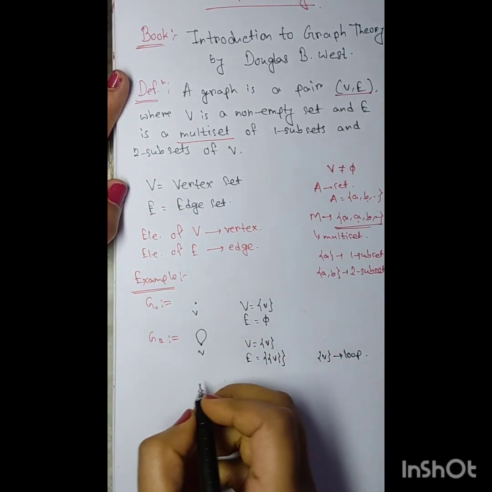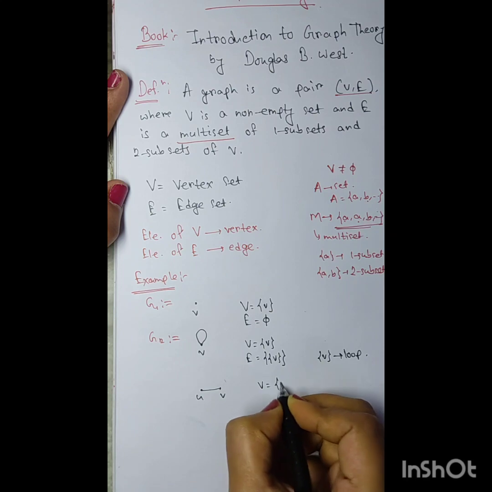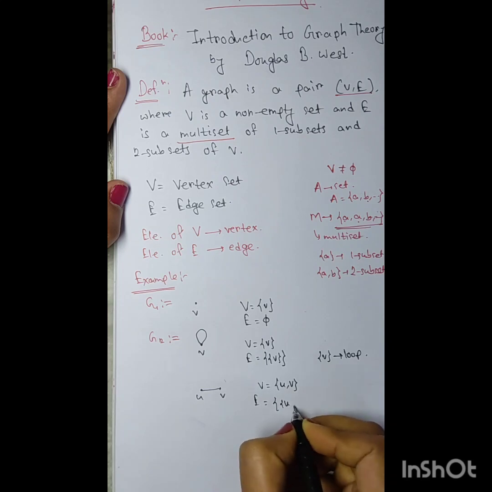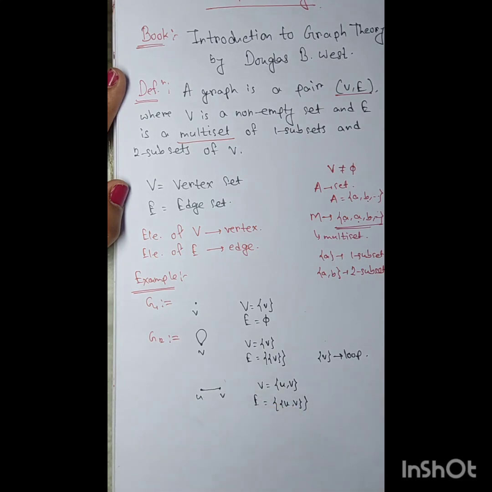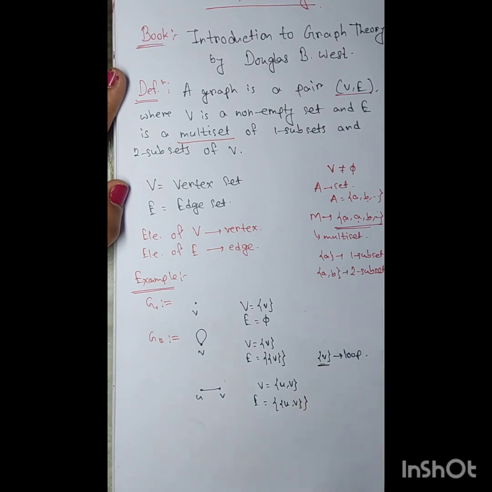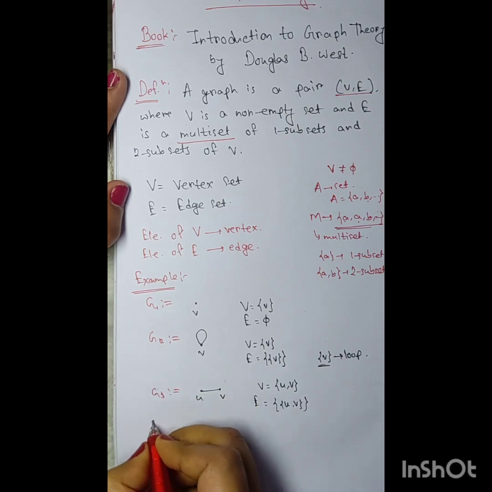Our next example has two vertices u and v. The vertex set is {u, v}, and let us consider the edge set to be {{u, v}}. This type of edge we call an edge, and the other type, a one-subset, we call a loop. This was our G3, and now we will consider another one.